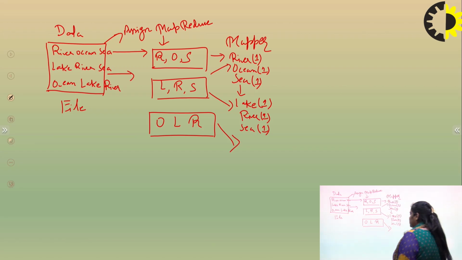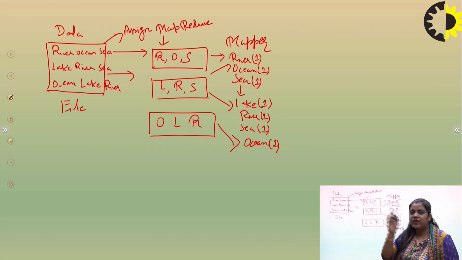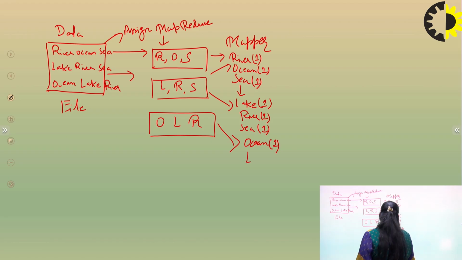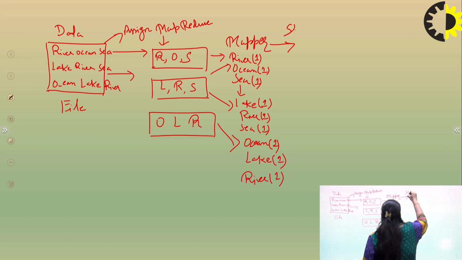For data block 3, we again follow the same process. Ocean will repeat itself at least one time in that particular data block. Then lake repeats itself one time, and river repeats itself one time. Then MapReduce assigns that generated key value pair to the shuffle. Now shuffle will generate an intermediate key value. How will shuffle do that?